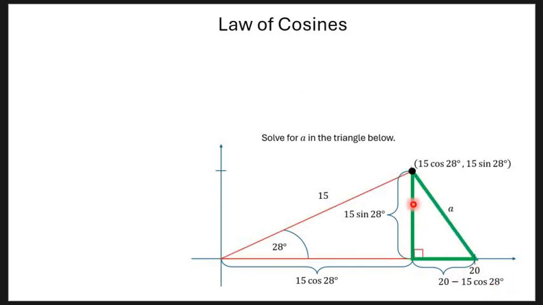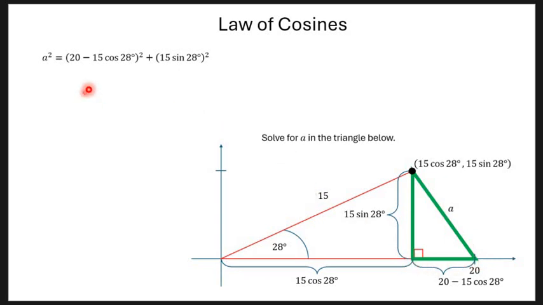So let's focus on just this right triangle now. I know the exact value of one of the legs, and I know the exact value of the other leg. The only thing I don't know is the hypotenuse. But because it's a right triangle, I can use the Pythagorean theorem to find the hypotenuse. The Pythagorean theorem says that this length squared plus this length squared is equal to a squared. So basically, (20 minus 15 times the cosine of 28) squared plus (15 times the sine of 28) squared has to equal a squared. That's just the Pythagorean theorem applied to this green triangle.